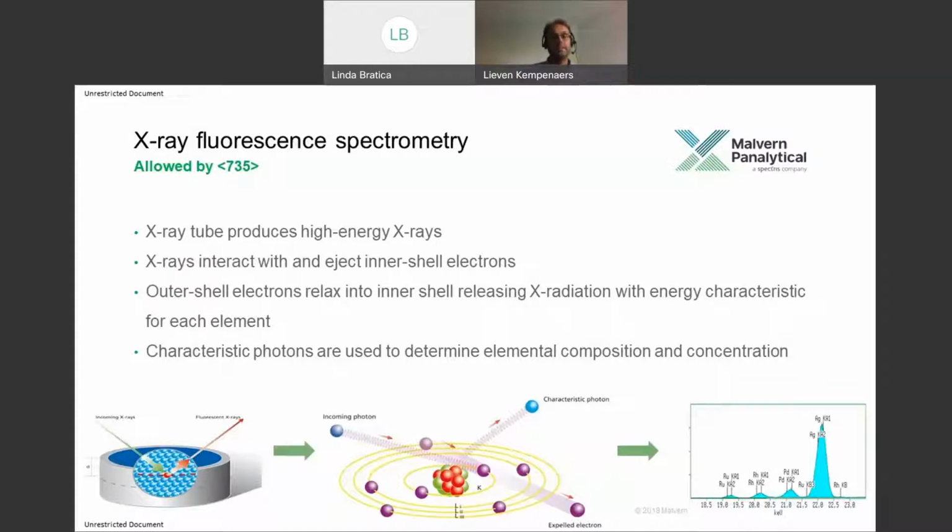So depending on the atoms in the sample, you get very specific photons with a very specific energy, and those can be sorted out through energy. Does a photon come from lead, or does it come from copper or arsenic or palladium, whatever. So that's in one slide how the XRF method works.